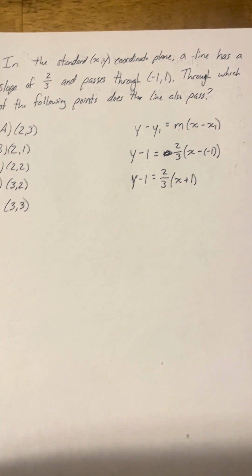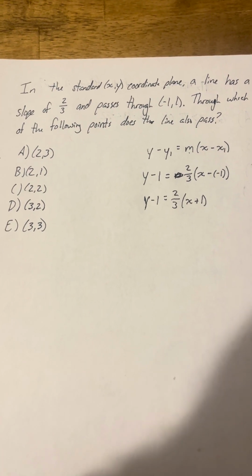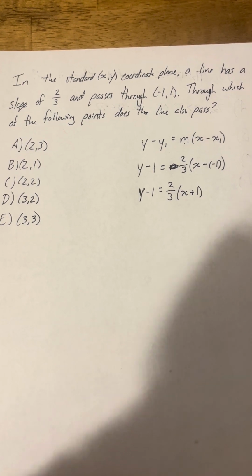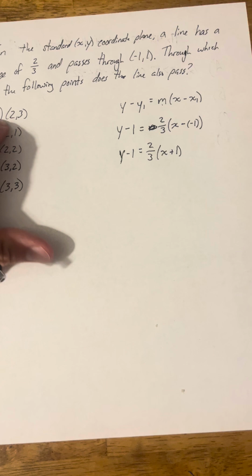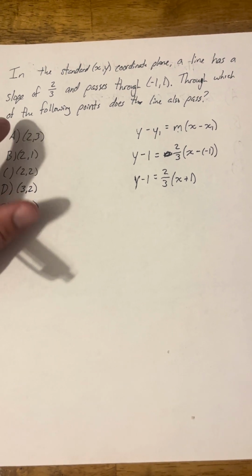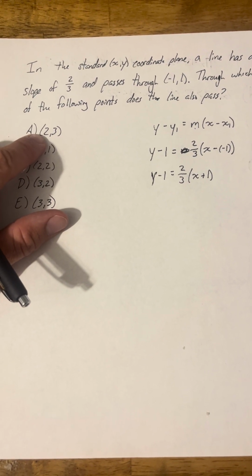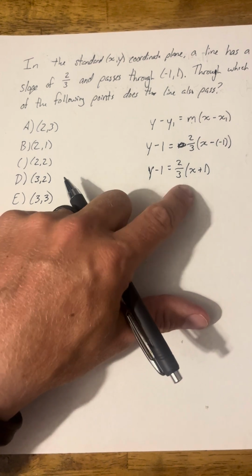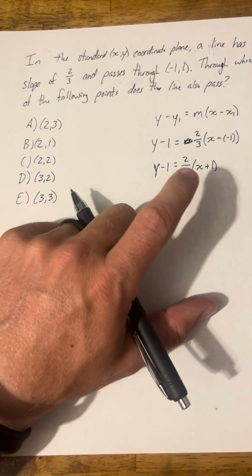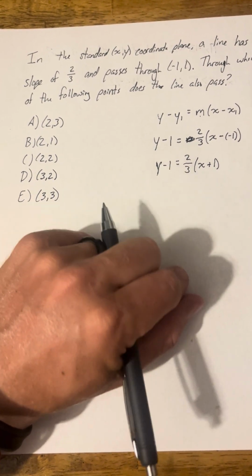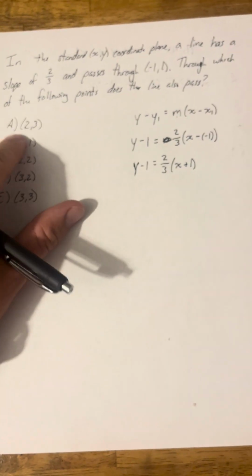Okay, so now in order to figure out which of the following points is also on the line, all we're going to do, since it's multiple choice, is go through each choice, plug it in for y and x, and see if it balances the equation. What I mean by balance the equation is both sides are equal after I solve it, okay? So this is just going one at a time.